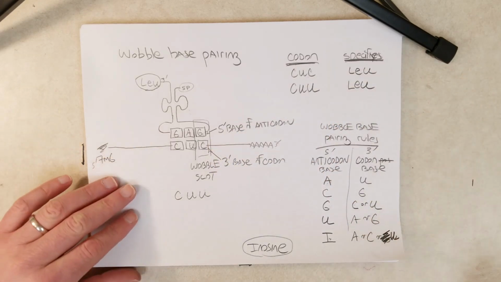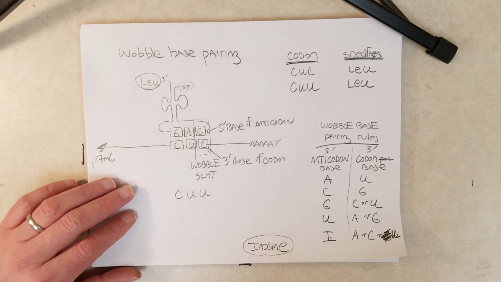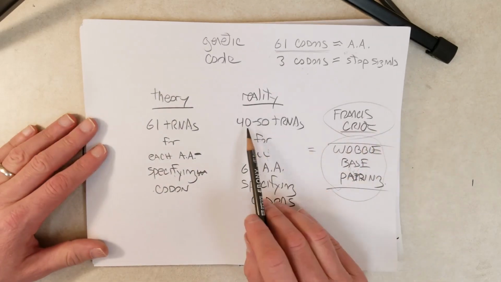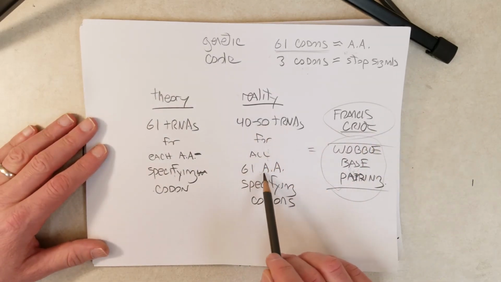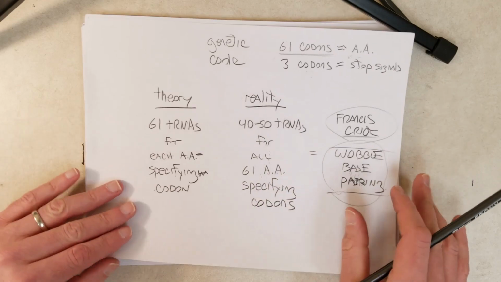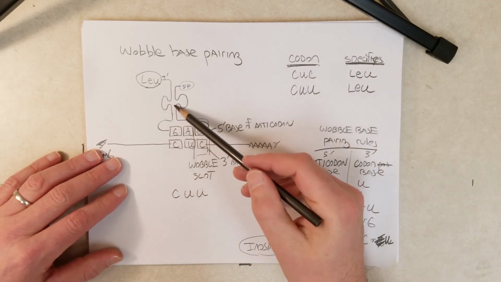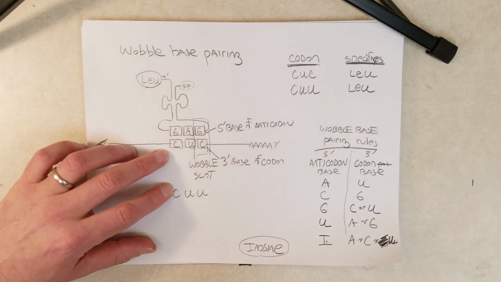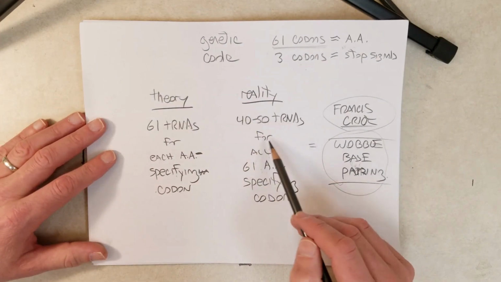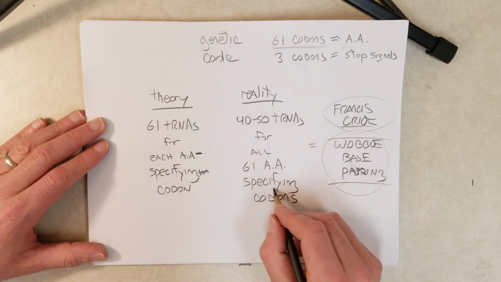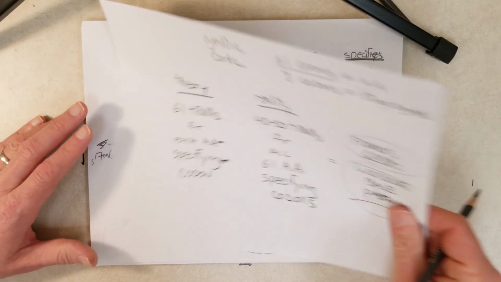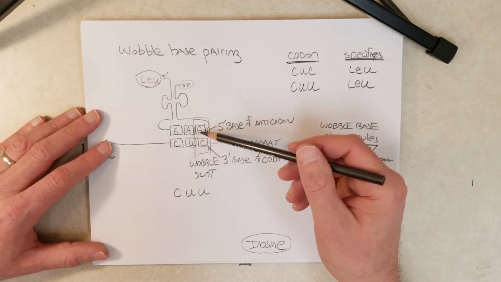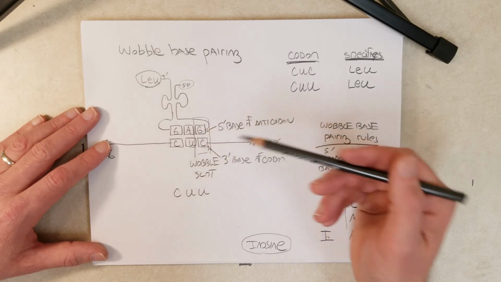And like we said before, this is how cells can use 40 to 50 tRNAs to recognize all 61 amino acid specifying codons. This is just an example of how one tRNA can recognize 2 different codons, CUC and CUU.